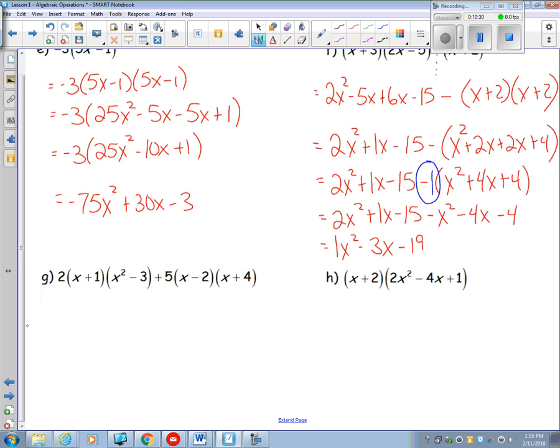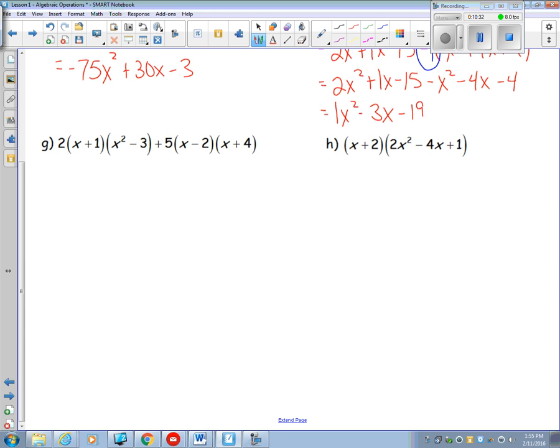Okay, G. G looks at it. Oh, again, I got a plus sign inside. Give us two separate parts. So, FOIL. Oh, x times x squared. That's different. We'll have x cubed this time, right? X times 3 is 3x. 1 times x squared is 1x squared. And 1 times negative 3 is negative 3. Plus 5. Okay, back to FOIL again. X times x squared. Plus 4x minus 2x minus 8.